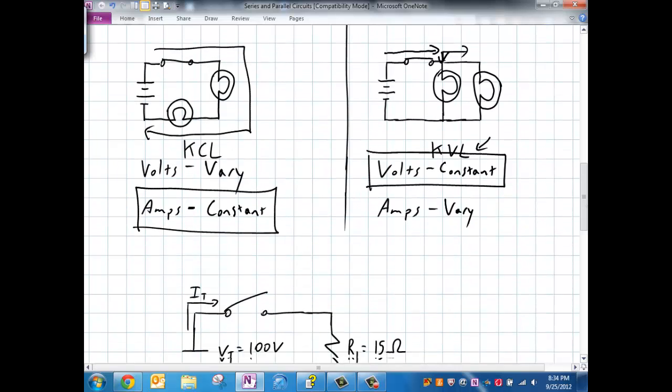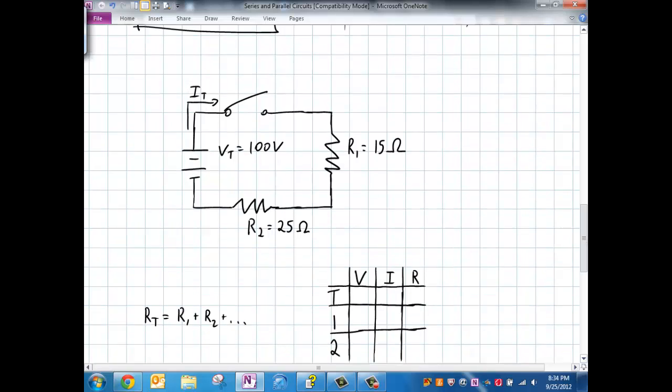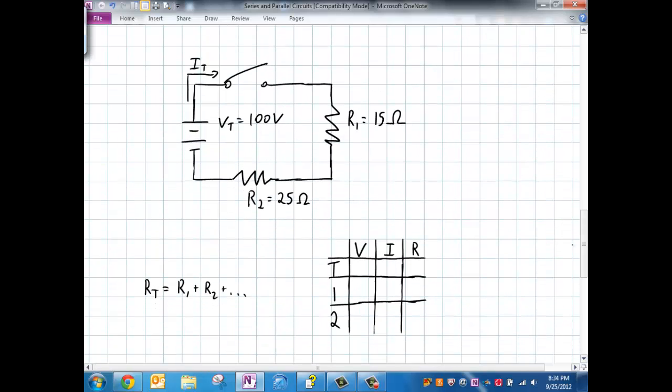Now putting it to use. In this little problem I have set up here, I drew a circuit with a total voltage of 100 volts. So at the power supply here, we have 100 volts. There's a resistor on the right side, R1 at 15 ohms. Resistor 2 is at 25 ohms. I recommend that you make a little VIR chart for yourself to solve with, to keep track of all your answers. It's easier to find what you need to find here.